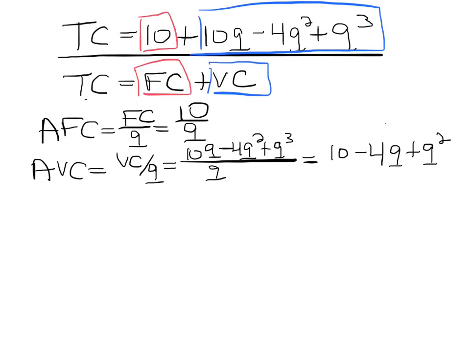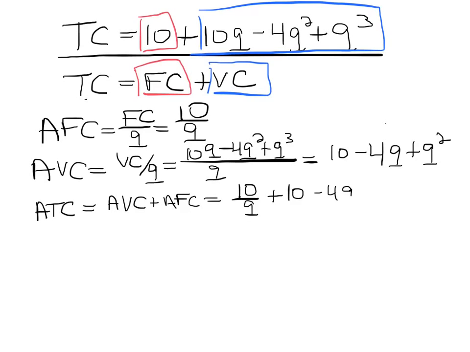And then the average total cost is simply going to be the average variable cost plus the average fixed cost. So in this case, it's the whole equation divided by Q. All right, so this would be 10 over Q plus the average variable cost, 10 minus 4Q plus Q squared.